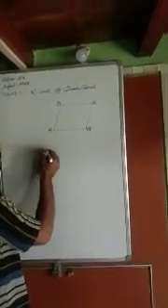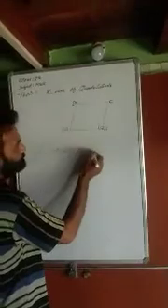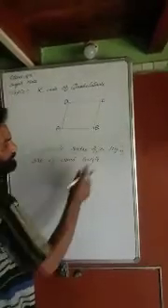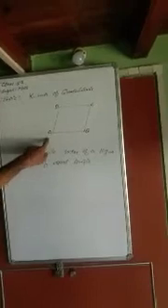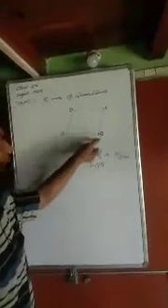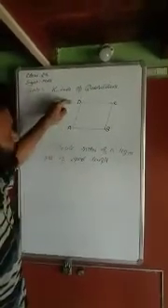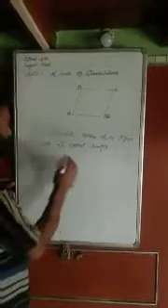Number one property, opposite sides of a parallelogram are of equal length. Dear students, AB and CD are opposite sides of a parallelogram. In a parallelogram, side AB is equal to side DC or side CD. Similarly, side AD is equal to side BC. Well, this is the first property of a parallelogram: opposite sides of a parallelogram are of equal length.